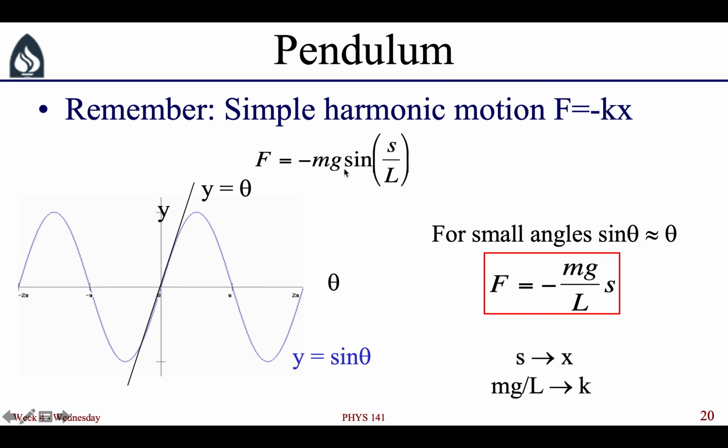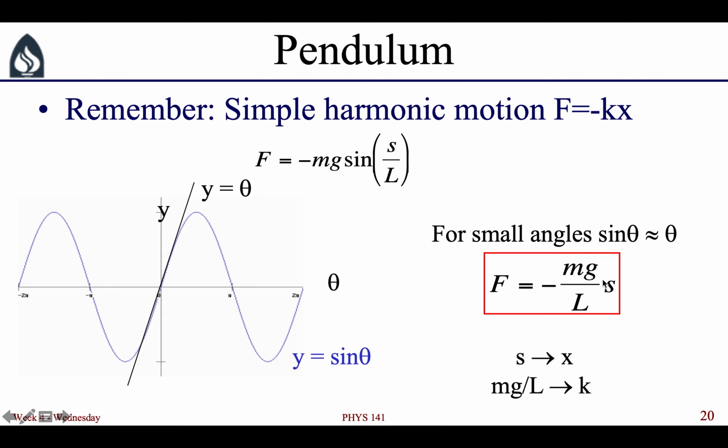So if we replace the sine of S over L with just S over L, we get this expression for the restoring force, for the force that's bringing the pendulum back to its equilibrium point. And if we make an analogy with Hooke's law, we can see that it looks kind of similar. We have a minus sign indicating we have a restoring force bringing it back to equilibrium.